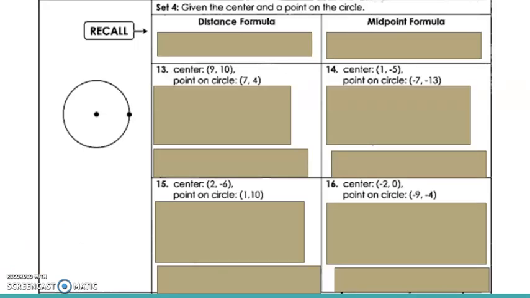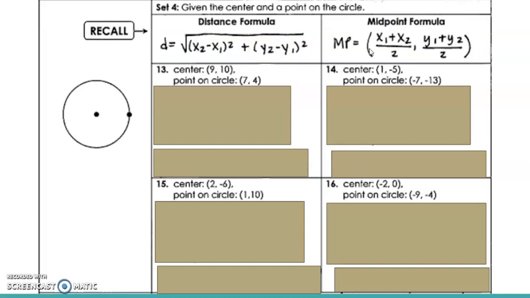Writing the equation of a circle might not always be that easy. Sometimes we are going to have to do a little bit more work. When we are given a center and a point on a circle, we might have to use the distance or the midpoint to find missing information to write that equation. So as a reminder, here are our distance and our midpoint formulas. Again, you are going to have to remember these. They're not going to be given for you.